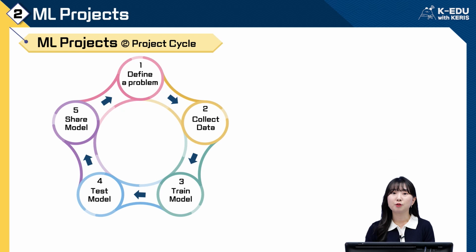The third step is to train the model. Based on the learning data, the machine identifies the pattern of the data. The fourth step is to test the model. The performance of the model is tested with new data not used for learning, which is called test data. And the last step is to share the model with others. The project does not end in a linear process and has a cyclic structure that continues to be repeated.